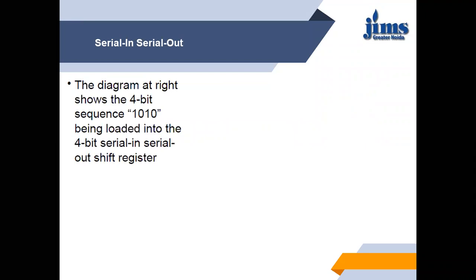Now let us take an example. The diagram on the right side shows a 4-bit shift register where the input sequence 1010 is being loaded into the 4-bit serial in, serial out shift register. So now we are loading 1010 into a 4-bit shift register. Let us see how it happens.